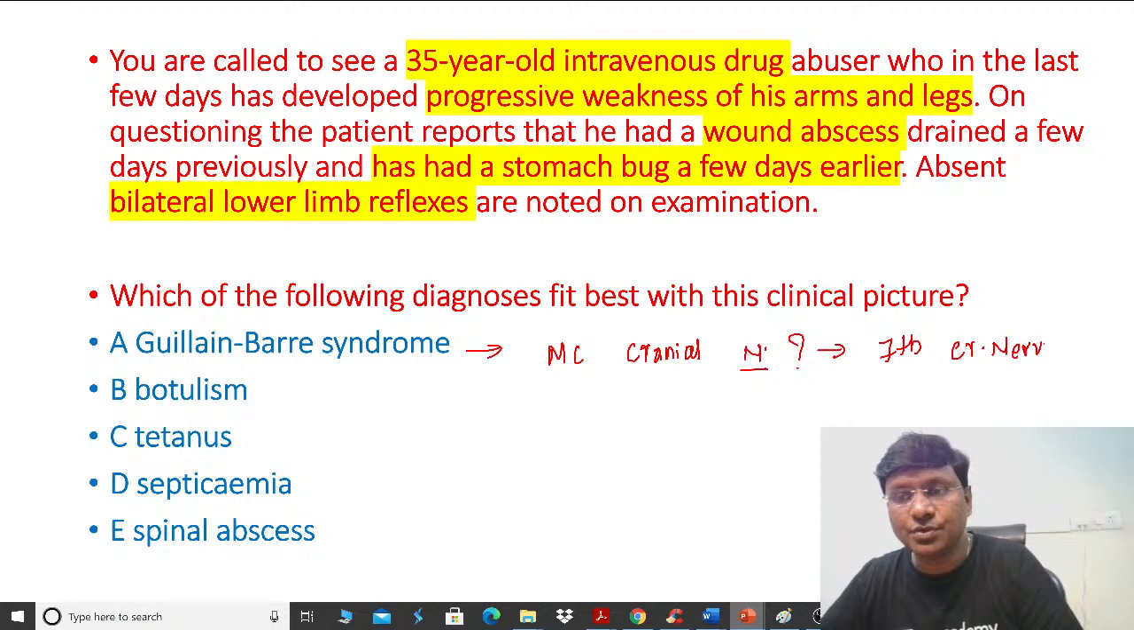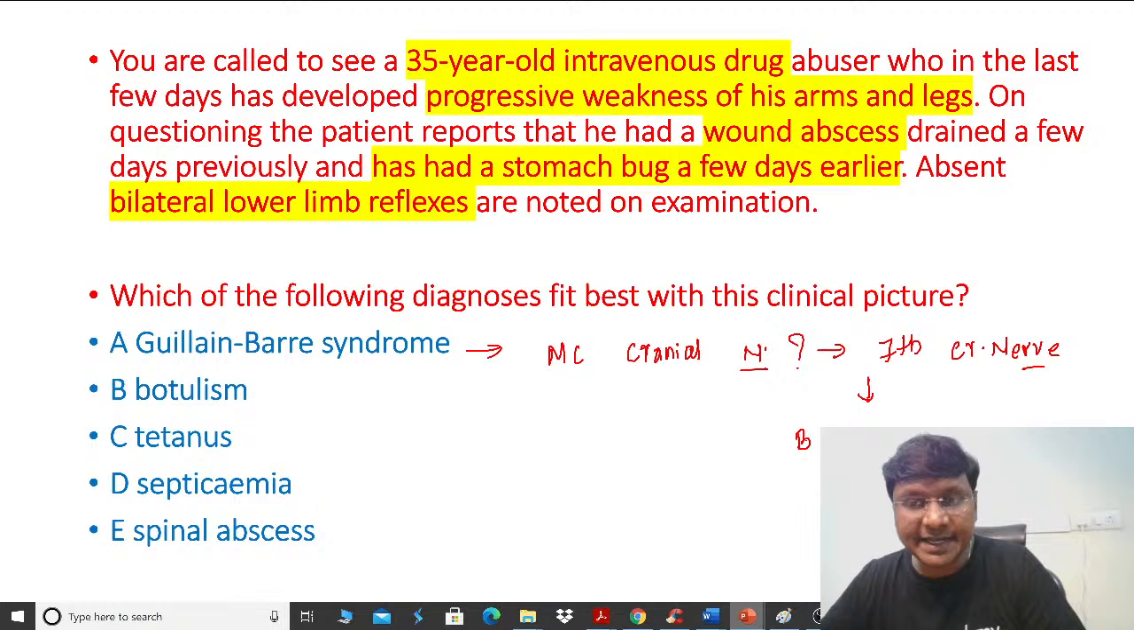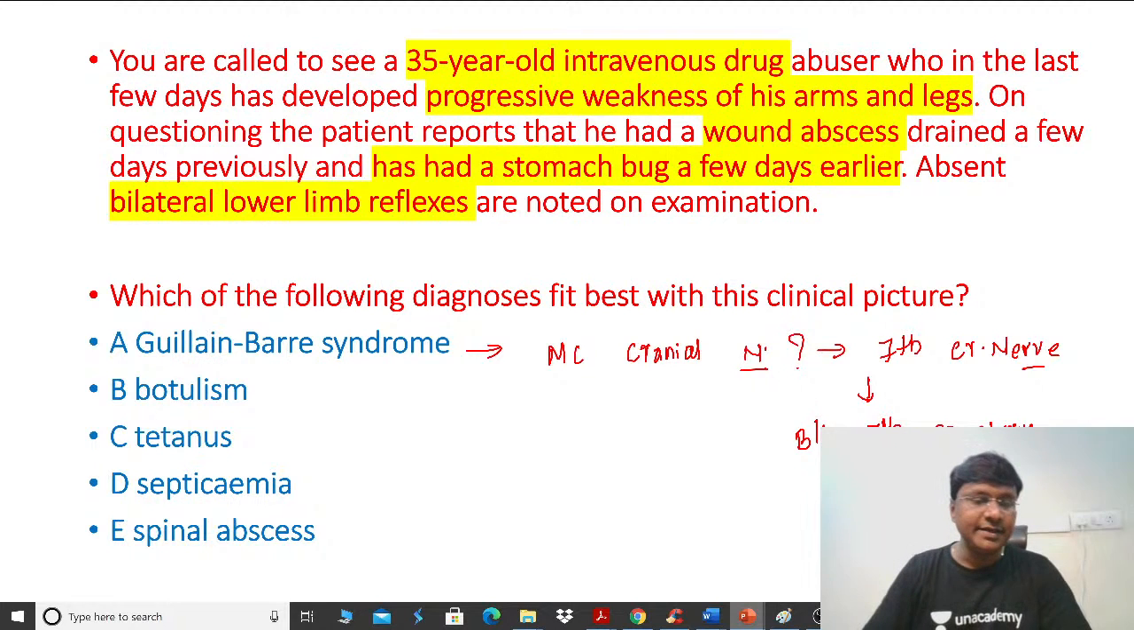But I want to tell you one important point related to your seventh cranial nerve involvement. Now what is that very important point? That is bilateral seventh nerve involvement. Right, there will be bilateral seventh cranial nerve involvement in case of Guillain-Barré syndrome.